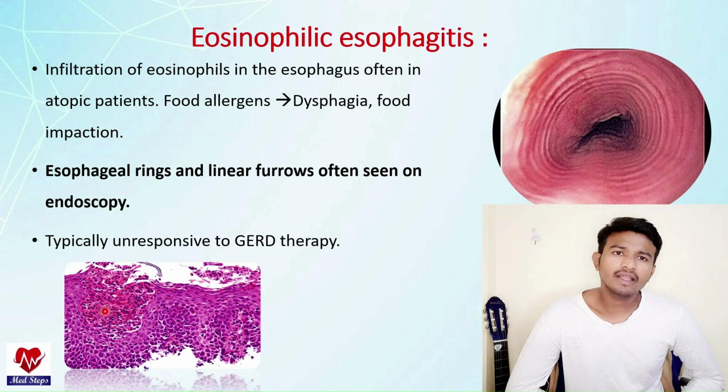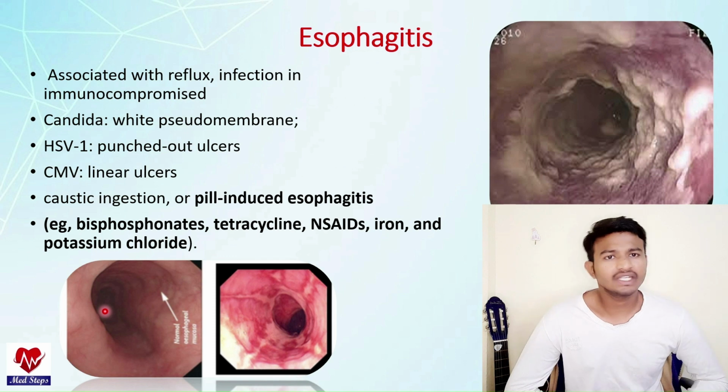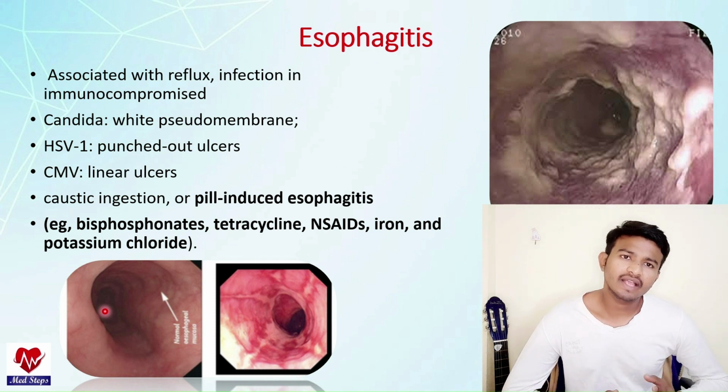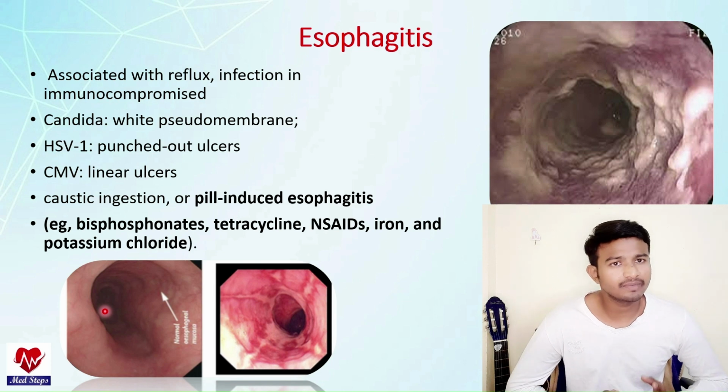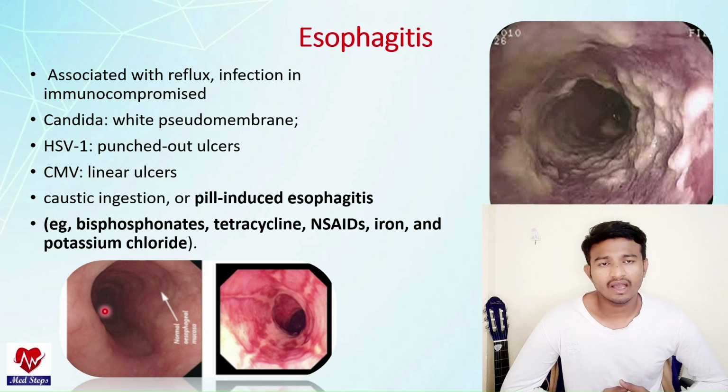Next, we are talking about esophagitis. Esophagitis means inflammation in the esophagus. Because of gastric reflux, this infection will occur. This type of disease will come in immunocompromised patients, for example, some transplants like kidney transplant, or AIDS or HIV patients. In their body they don't have immunity power, so many infections, bacteria will come in that body.